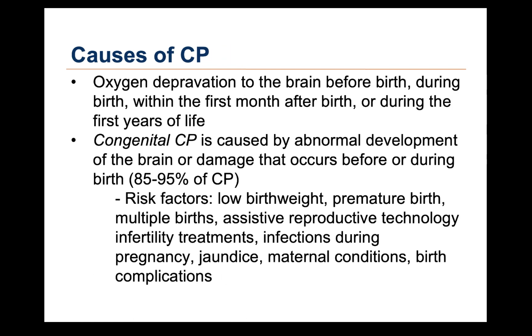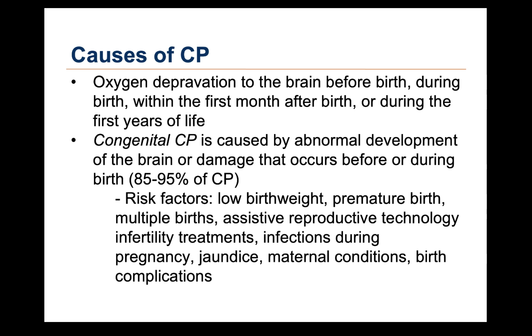As mentioned, CP is caused by abnormal development or damage to the brain. A lack of oxygen to the brain before birth, during the first month after birth, or even during the first year of life can cause brain damage. Congenital CP is caused by abnormal development of the brain or damage that occurs before or during birth. This type of CP affects 85 to 95% of those with CP.